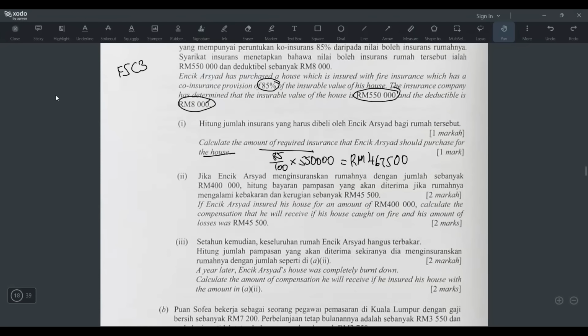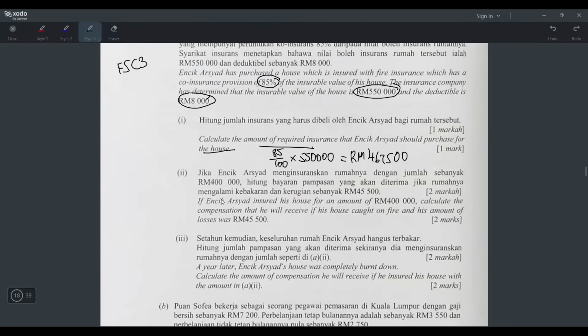Okay, now let's see number 2. Confirm they will ask for compensation. This time, if Encik Arshad insures, means purchases, his house for an amount of 400,000. Okay, I'll stop here. How much did he purchase? 400,000. Now, you have to compare this value with the required. So 400,000 is the amount he bought. 467,500 is the amount he should have bought.